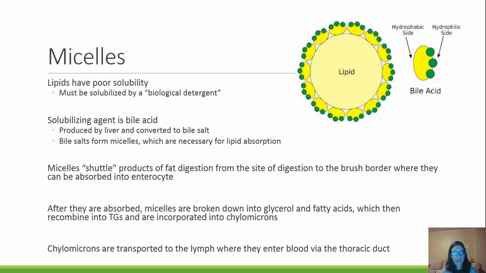Then the micelles are broken back down into their constituents of glycerol and fatty acids, which then recombine to triglycerides and are incorporated into chylomicrons. So the glycerol and fatty acids are packaged into micelles. That helps them be absorbed into the enterocyte. Then they leave the micelle as free again and then recombine to form triglycerides to go into chylomicrons. And then the chylomicrons are transported to the lymph system, where they then enter blood via the thoracic duct.